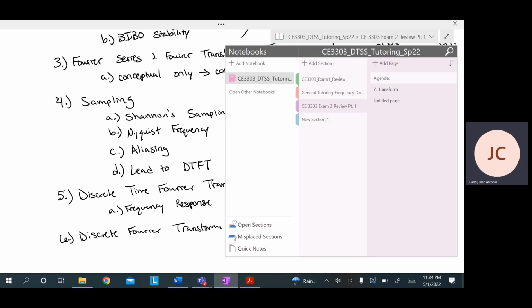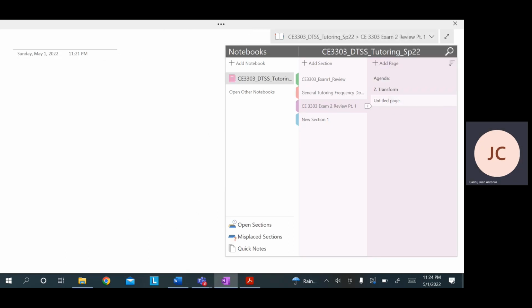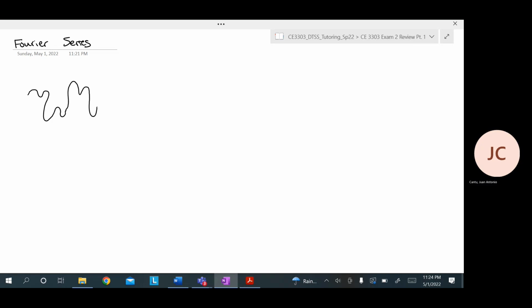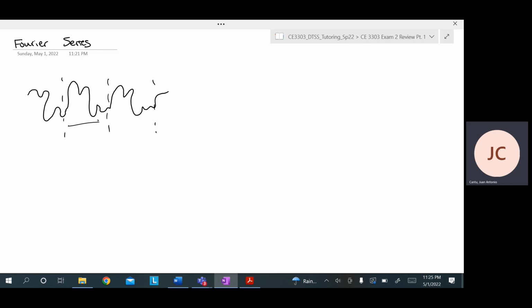So let's go talk about the Fourier series and what it is. Okay. So the Fourier series is quite simple. Let's say I have some random signal. And I tried my best to show that this signal is periodic. Basically, here, I try my best to show that these repeat. I know it's not perfect, but basically these are the periods.